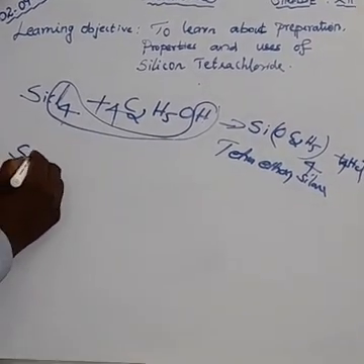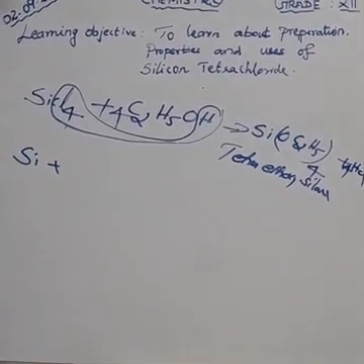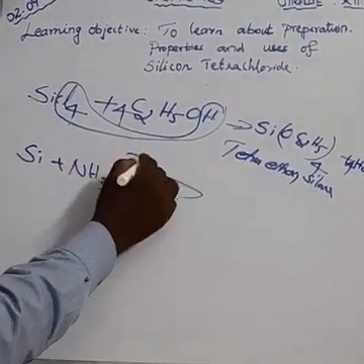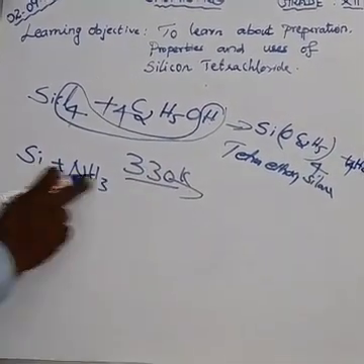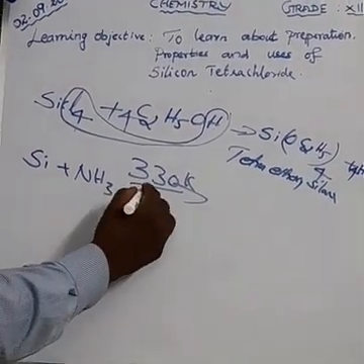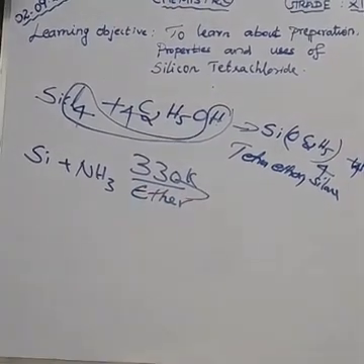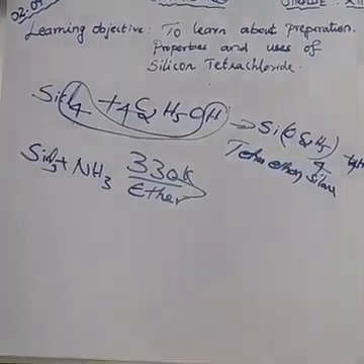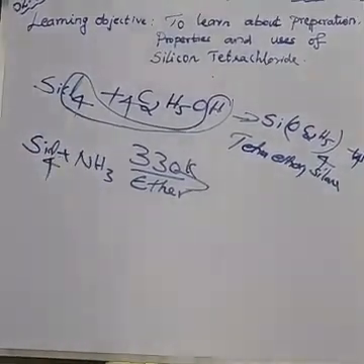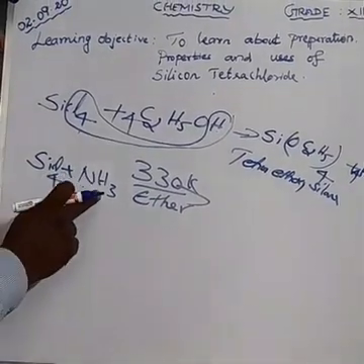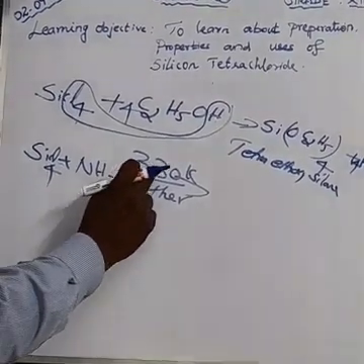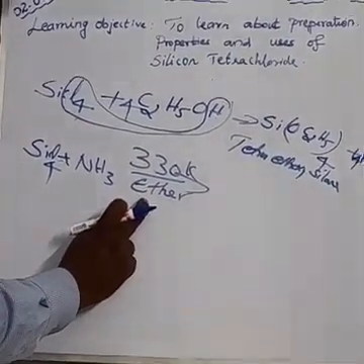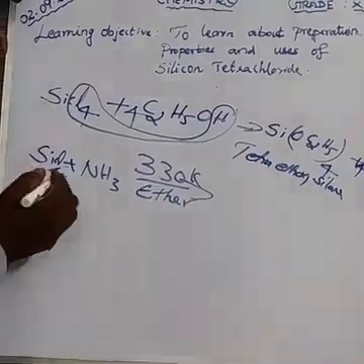Next one, reaction with ammonia. Silicon tetrachloride reacts with ammonia. What is the formula for ammonia? NH3. The temperature is 330 Kelvin, in the presence of ether. Silicon tetrachloride on reaction with ammonia at 330 Kelvin, in the presence of ether, gives a new compound.